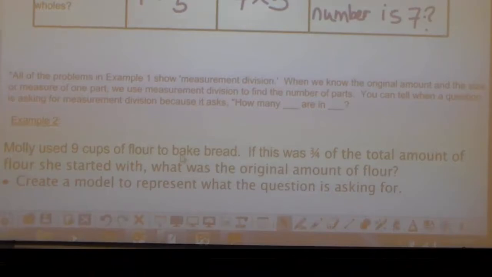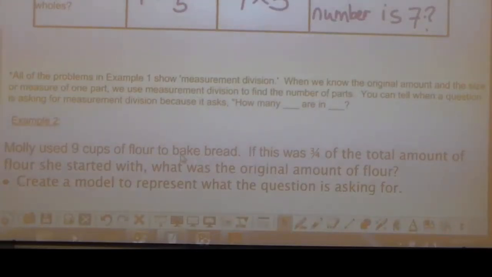All the problems in example 1 show measurement division. When we know the original amount and the size or measure of one part, we use measurement division to find the number of parts. You can tell when a question is asking for measurement division because it asks how many blanks are in blanks.